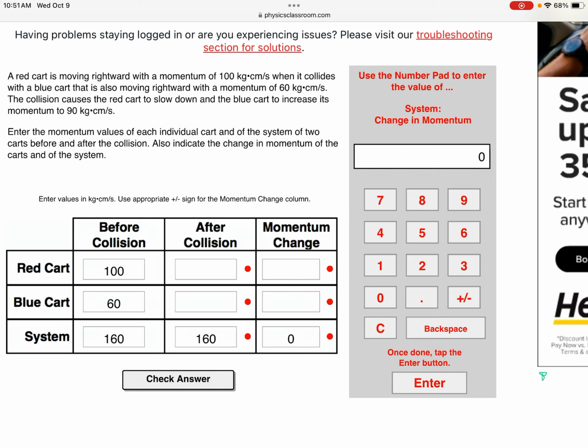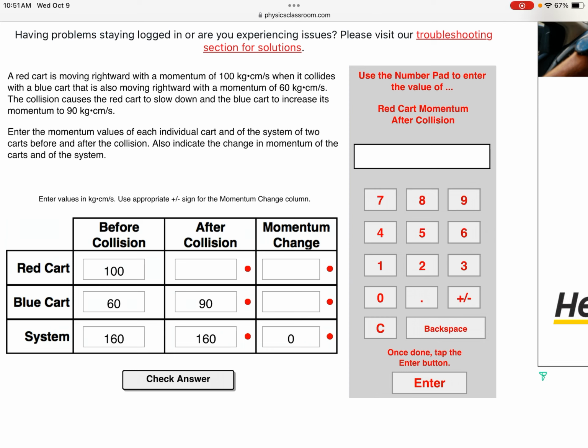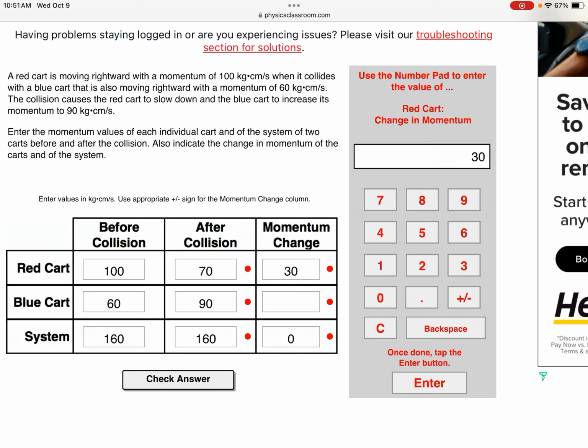Now, after the collision, we have to read carefully here. The collision causes the red cart to slow down and the blue cart to increase its momentum to 90. So the blue cart went to 90. What would be the momentum of the red cart? It doesn't give us that in the reading, so we have to figure that out. If you do a little math, you get that the change is 30.